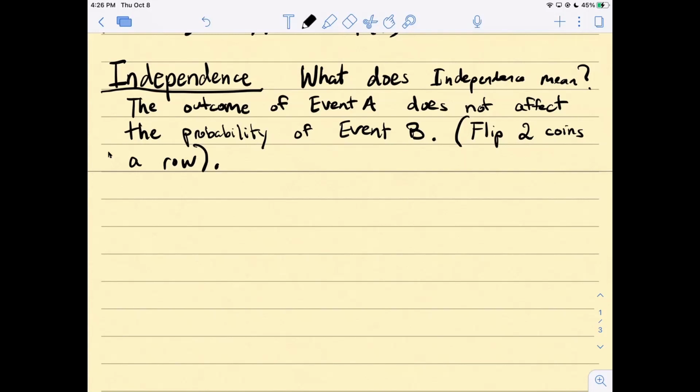Quentin, do you also want to share what you wrote? I wrote the same thing that Kieran did. P of A given B is the same as P of A. Nice, excellent. Well done, both of you. So P of A given B is equal to P of A.